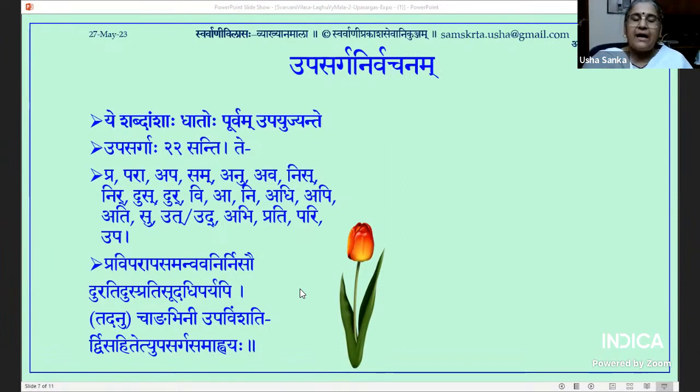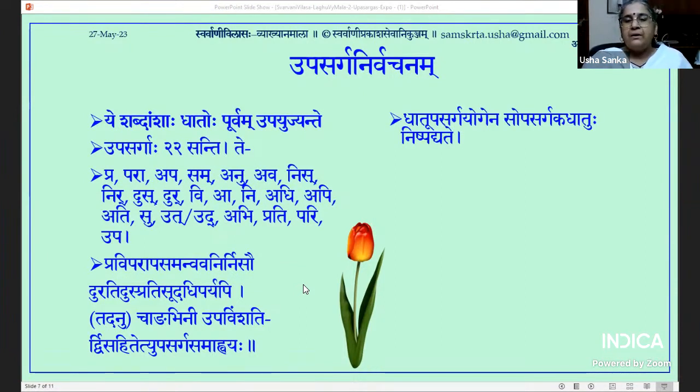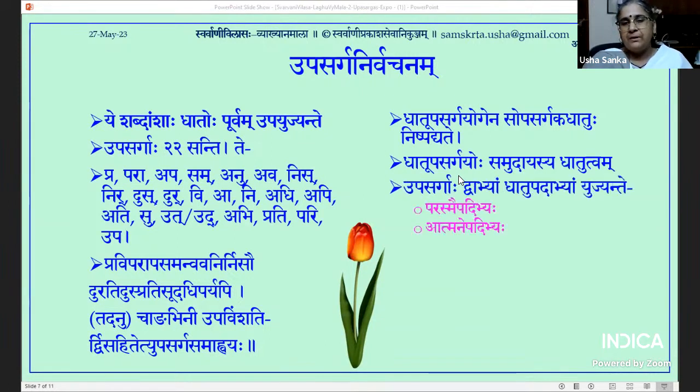In the next class, I will ask you to recite this shloka. Please be ready with the memorization of this. It's very important. Then we saw that when an upasarga is added to a dhatu, we call it a sopasarga dhatu, and it also becomes technically a dhatu.